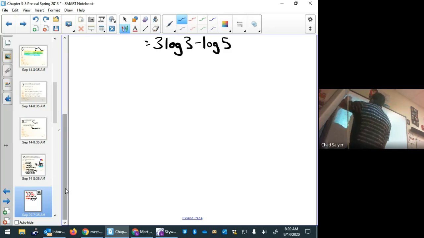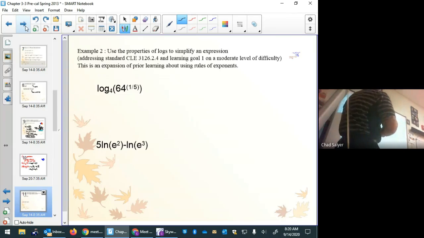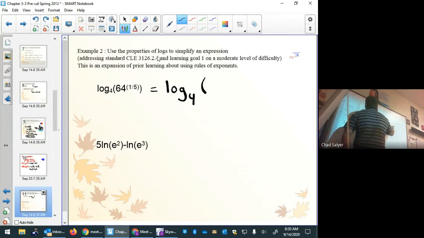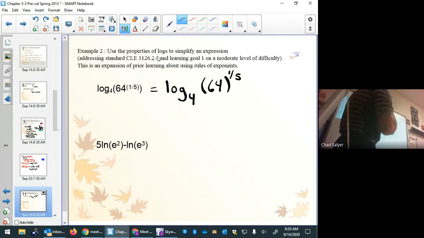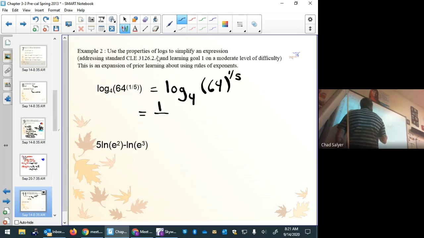All right. So let's talk now about simplifying an expression. So we're going to use the rules of exponents and logarithms to simplify these expressions here. So I've got log base 4 of 64, and then that's to the 1/5 power. So a couple ways we can do this, but one way that's really consistent with what we've learned today is to use the power property for logs first.